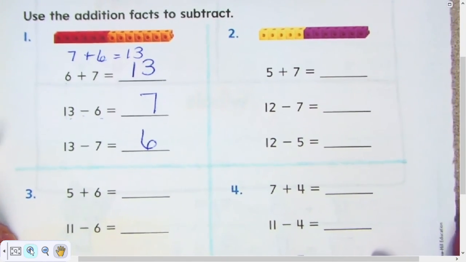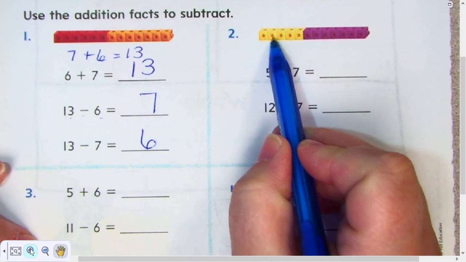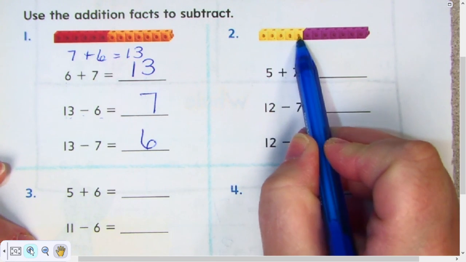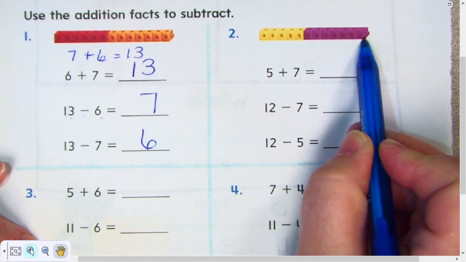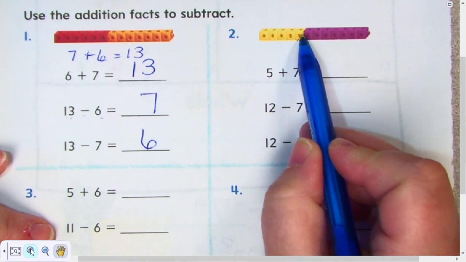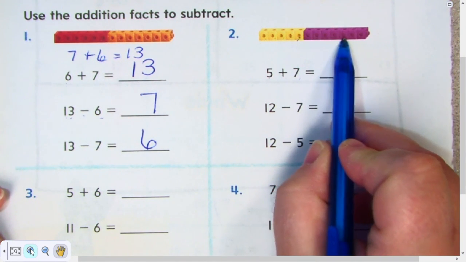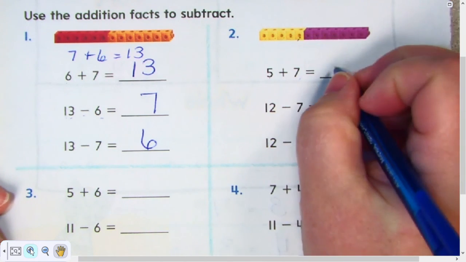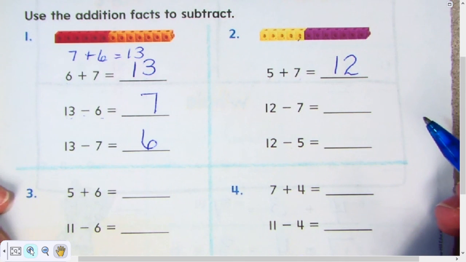All right, number 2. We have 5 plus 7. So we have 1, 2, 3, 4, 5. And then 1, 2, 3, 4, 5, 6, 7. So let's start with 5 and count on to see how many we have. So we have 5, 6, 7, 8, 9, 10, 11, 12. So 5 plus 7 is 12. And you may have already known that mentally.